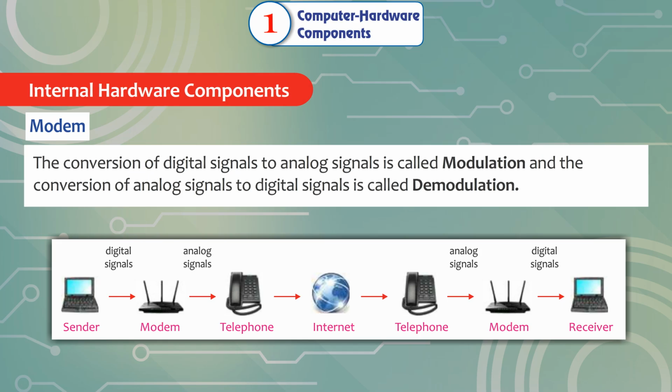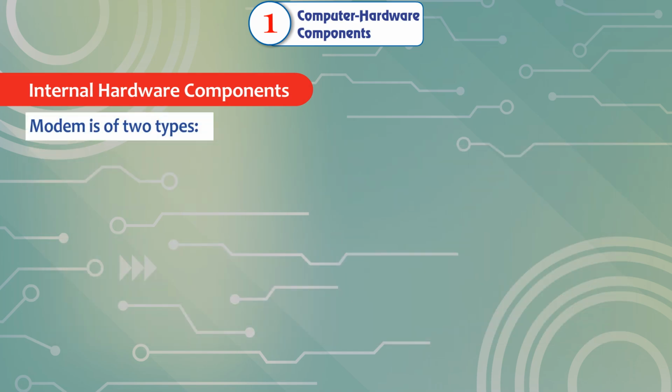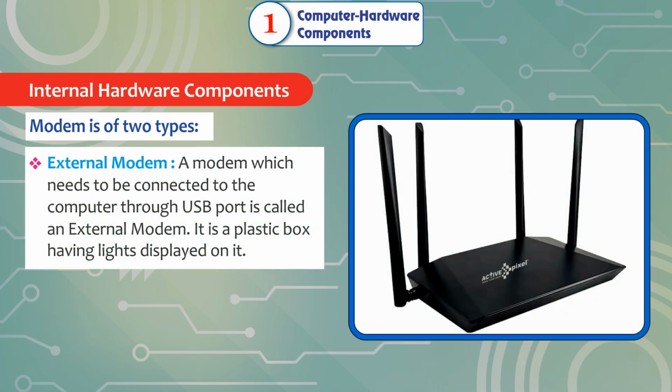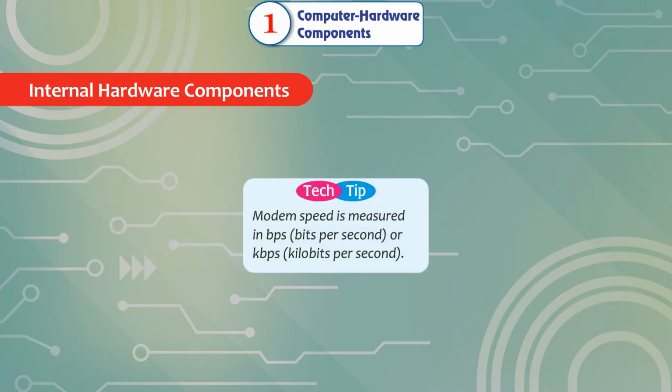The conversion of digital signals to analog signals is called modulation, and the conversion of analog signals to digital signals is called demodulation. Modem is of two types. Internal modem: a modem which is directly installed on the motherboard in the form of a card is called an internal modem. External modem: a modem which needs to be connected to the computer through a USB port is called an external modem. It is a plastic box having lights displayed on it.